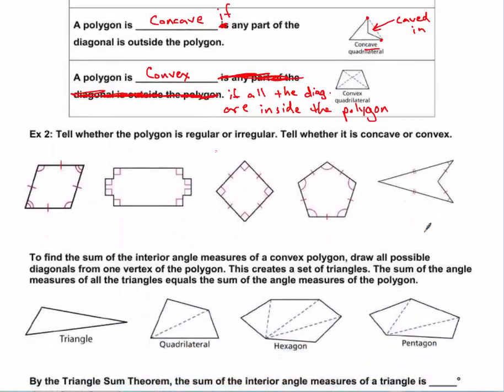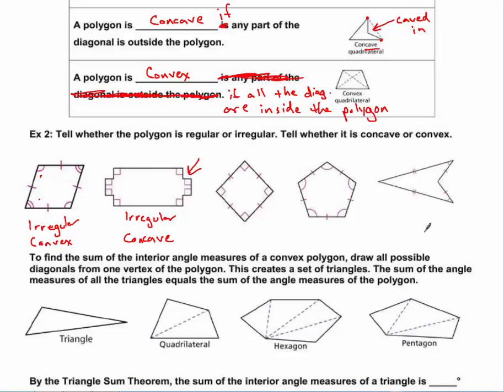Take a look at these examples and tell whether these polygons are regular or irregular, and then tell whether they're concave or convex. So first one, regular means all the sides and all the angles are the same. Well, these two angles are not the same, so this is irregular. It's not caved in anywhere, so it's convex. We look here, all these angles look the same, but all the sides are not the same, so it's also irregular. And you can see all these corners are caved in, so it's concave.